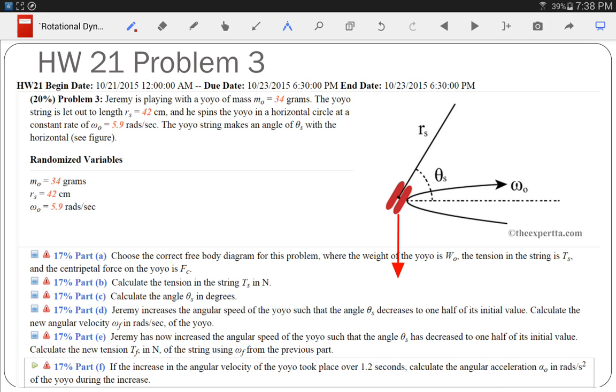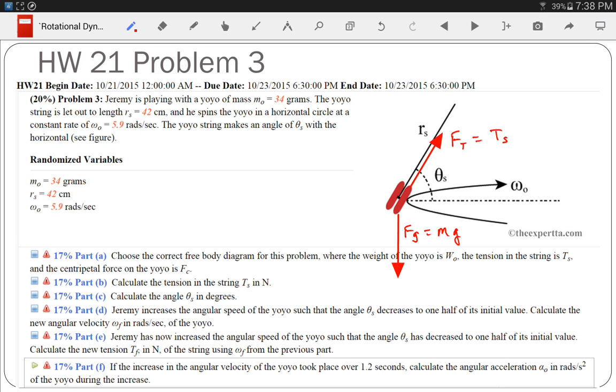And then I have a string. A string makes a force of tension, and that force of tension is always parallel to the string and going away from the object. So I have a force of tension going like that. Now I need to label these forces. So force of gravity, which is of course mg, and I have the force of tension, which is equal to T sub s according to their notation there in part B.